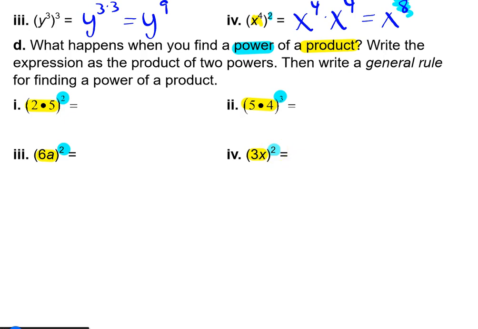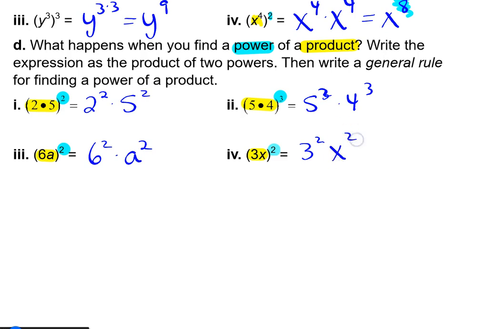So when we do that, everything that's inside is being taken to that power. 2 squared times 5 squared. 6 squared times a squared. 5 cubed times 4 cubed. 3 squared times x squared.